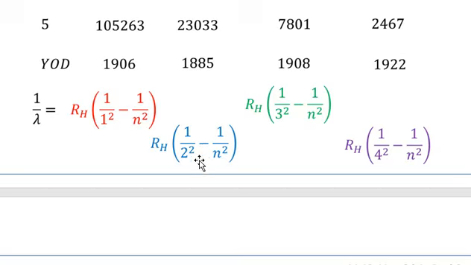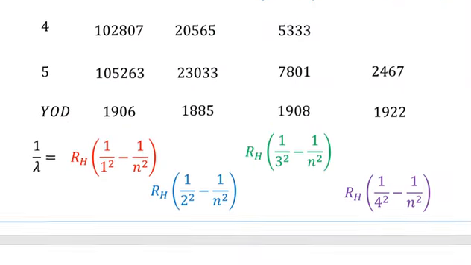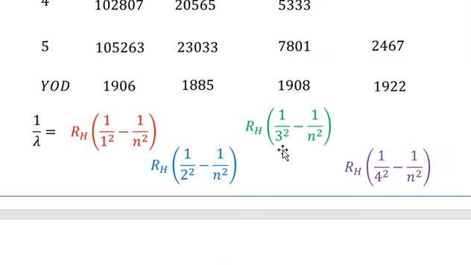For the Balmer series, the second level is regarded as the ground level, and the next levels will take the value of n equal to 3, 4, 5, 6, and so on. For the third series, the Paschen series, level number 3 will be regarded as the ground level, and the next level will correspond to n equal to 4, 5, 6, and so on.